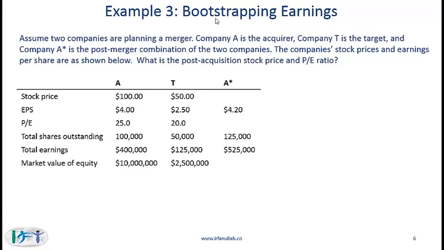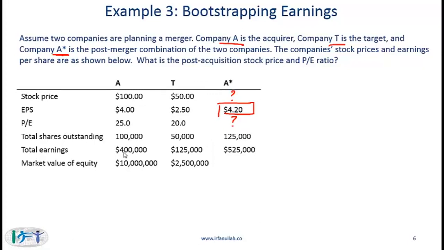Now, as I said, one of the motives was to bootstrap earnings. So what does that mean? We'll understand this through an example. Assume two companies are planning a merger. So A is the acquirer, T is the target, and A star is the post-merger company. The stock prices are given, EPS is given, and so on. Now, let's look at where this EPS of 4.2 comes from, and then let's also think about what the stock price will be after the merger and what the PE ratio will be after the merger. So I want you to think about this before I talk about it.